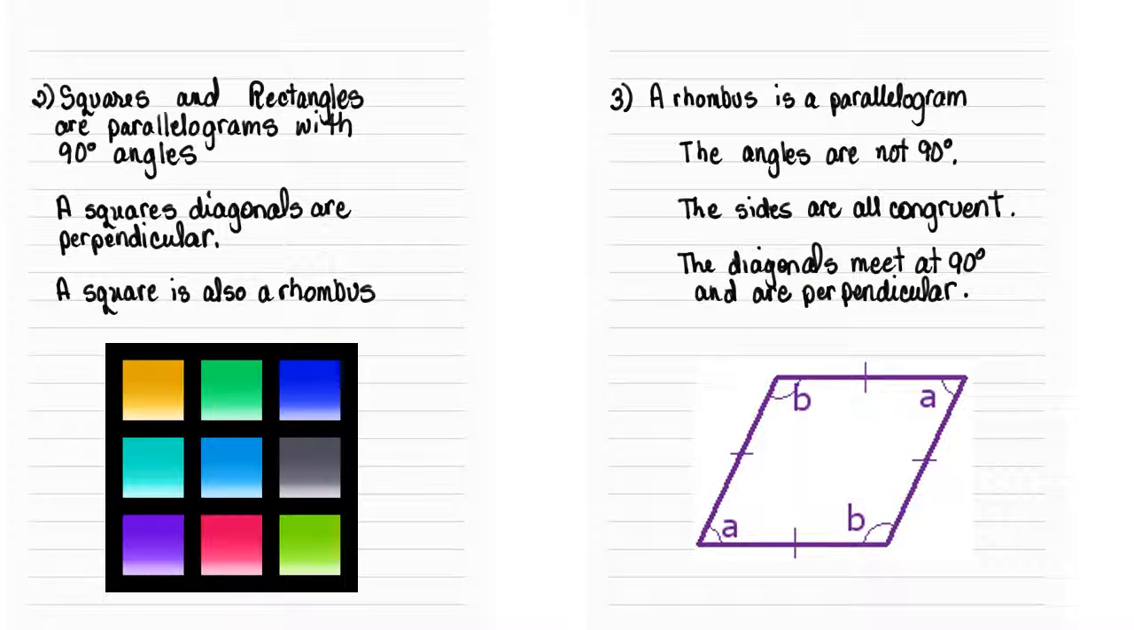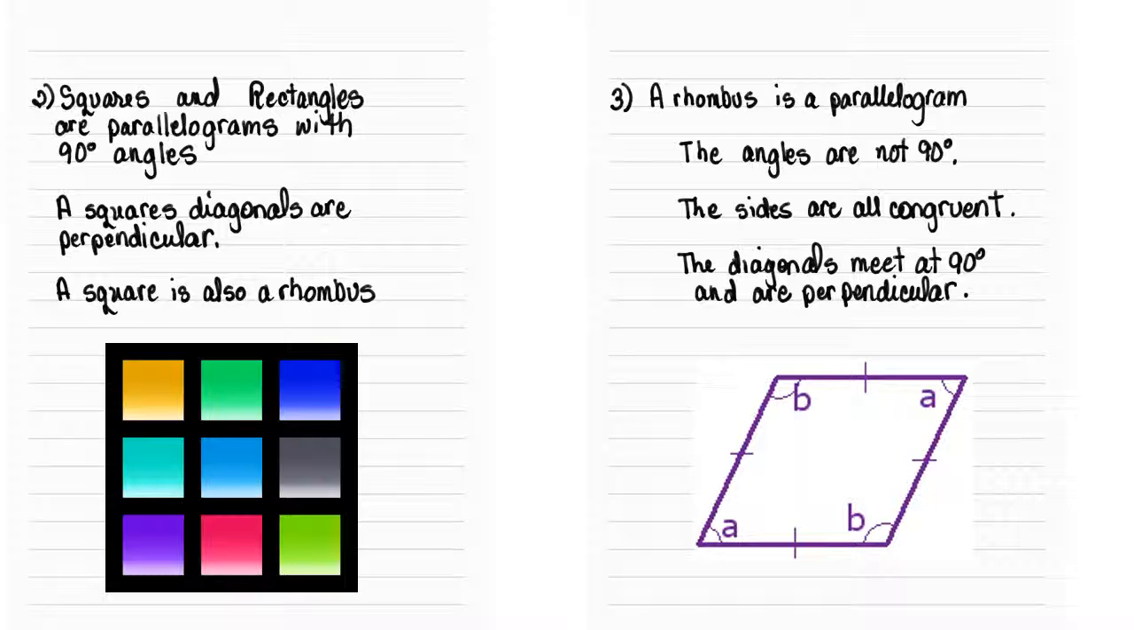Squares and rectangles are parallelograms also, but they have 90-degree angles. A square's diagonals are perpendicular. A square is also known as a rhombus. So all the properties of a parallelogram go with these.